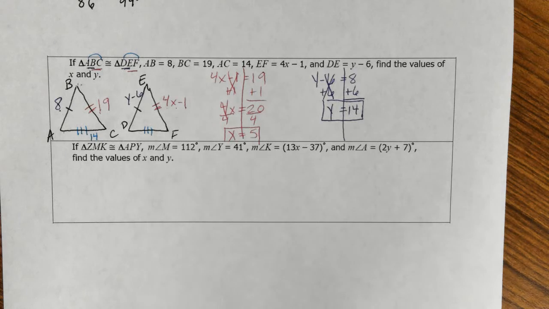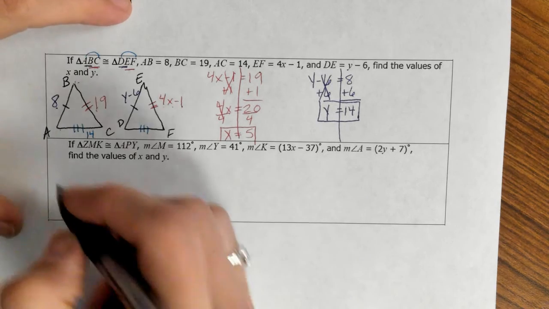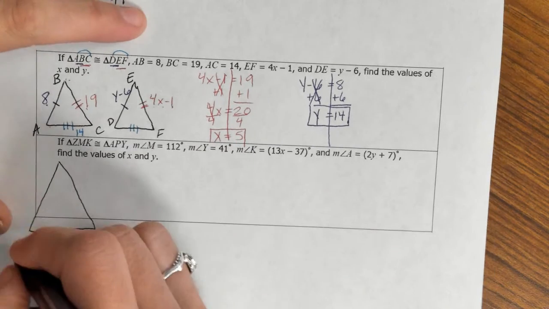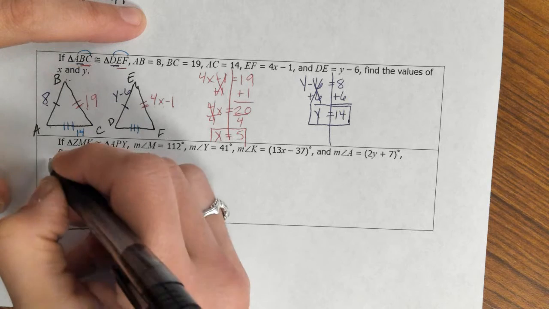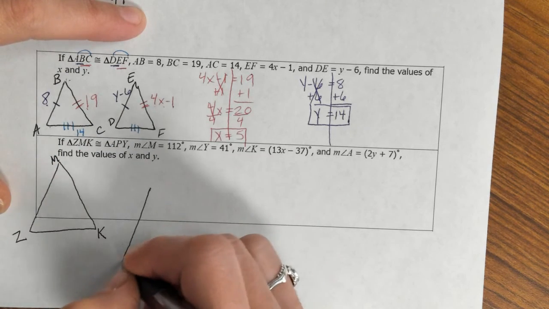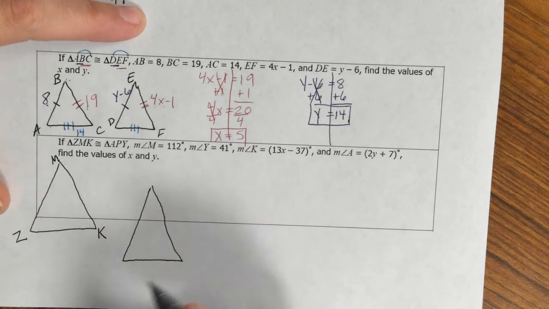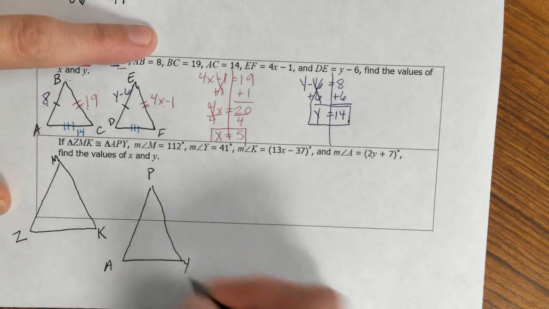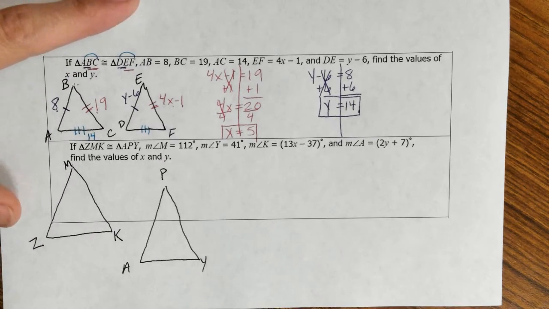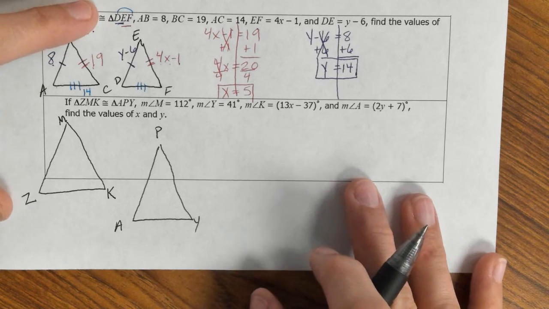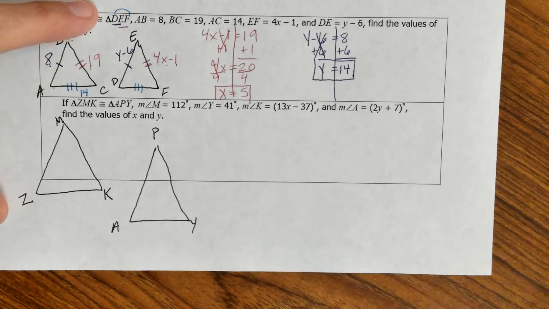The last one, we're going to do the same thing with the triangles, but this time we're going to switch it up and we're looking at angles. So I'm going to draw these a little bit bigger since I have all this room at the bottom. Here is triangle ZMK. And then I'm going to have triangle APY. I'm going to go ahead and start labeling some things here.